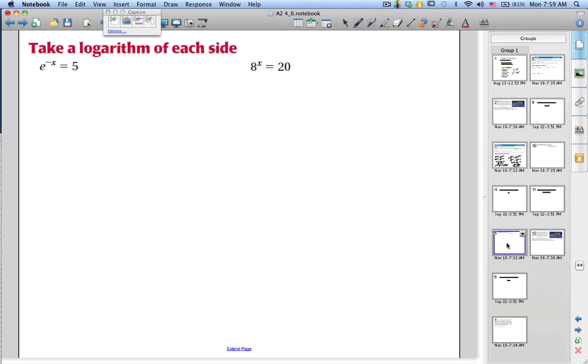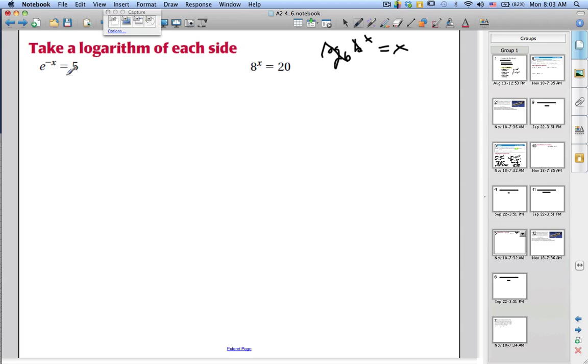So in this type of problem, my exponent is a variable, but only on one side of each equation. So in this case, I want to take a logarithm of each side. And if you remember in an earlier section, we talked about the idea that log base b of b to the x is equal to x. So logarithms cancel out the base of a power.